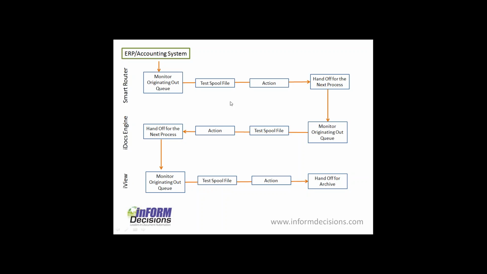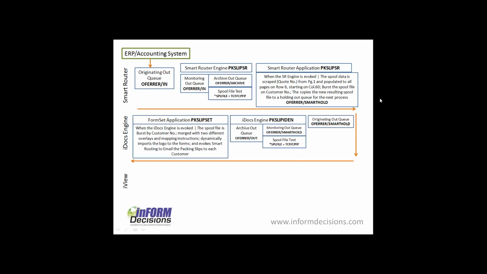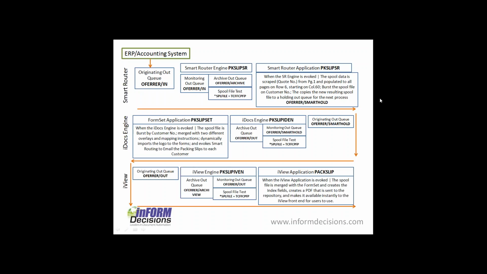So we get the spool file, we do a spool file test, we take an action, and we hand it off. And we do that for all three parts: the smart router, iDocs engine, and iView. The next couple of slides show you some more details on breaking that down. I'm not going to spend too much time on this, as it is far more detail, but it tells you more about the out queues we're going to be messing around with, how we spread that out, and the logic behind it. Again, it's just a repeat of that same logic over and over again to get to the very last spot.